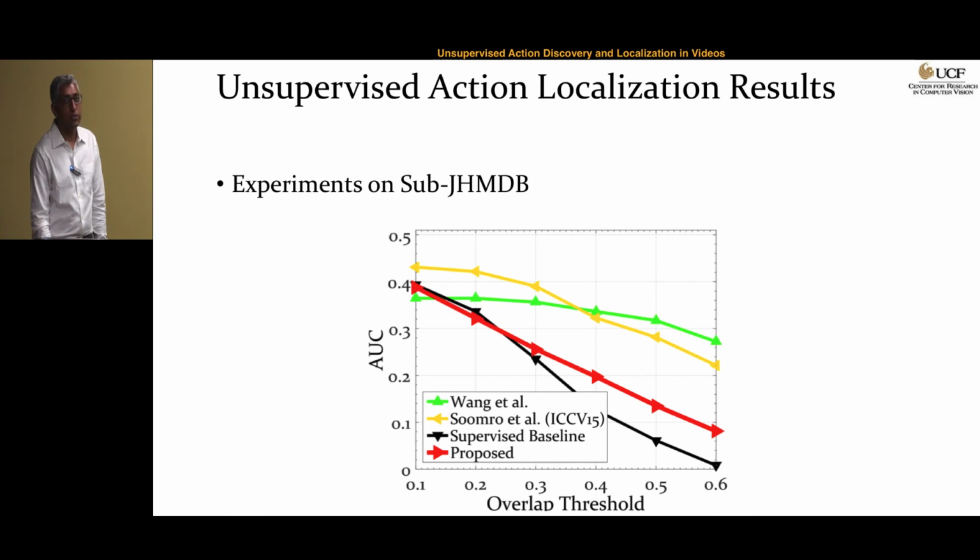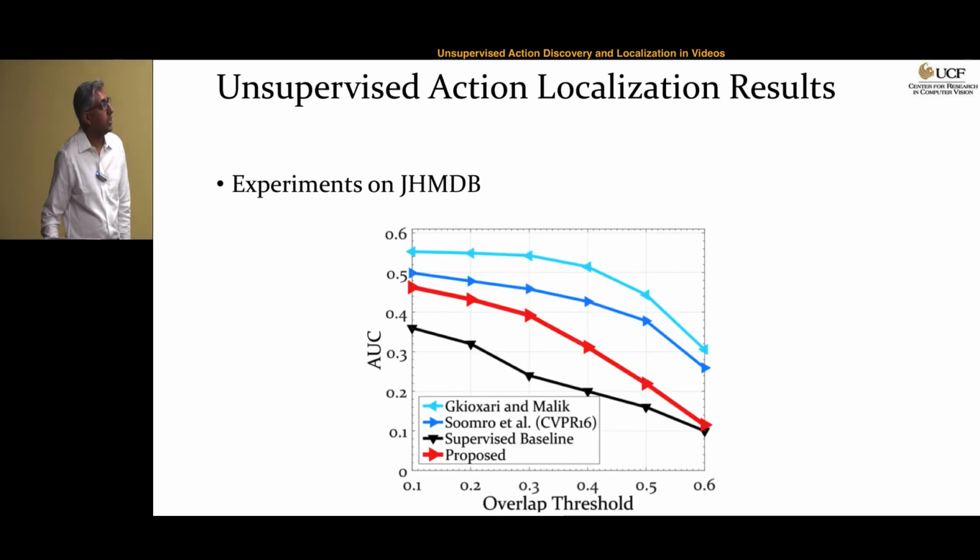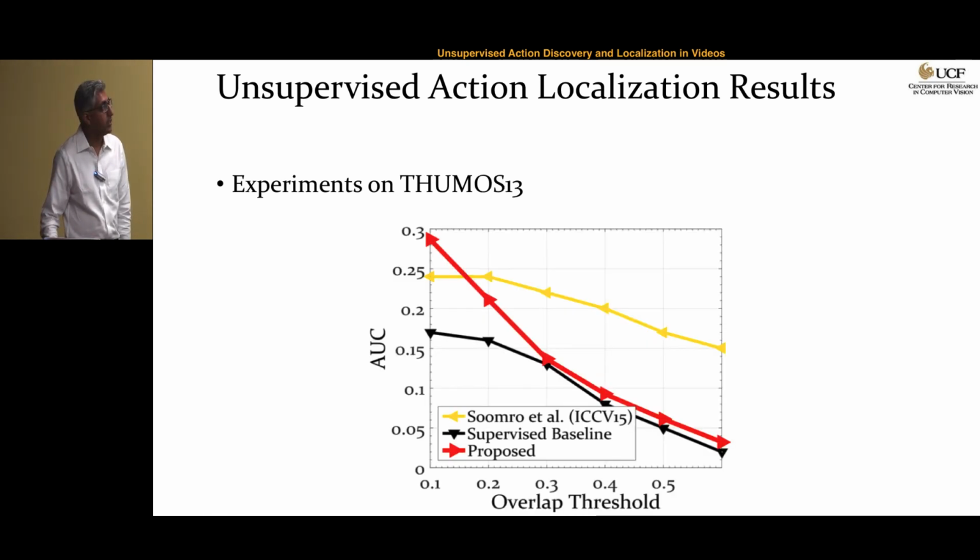Here are some more results on sub-JHMDB. So here our proposed method is shown by the red curve, and we perform better than the supervised baseline for action localization. Here are results on JHMDB, which has about 21 actions, and we perform significantly better than a supervised baseline approach and close enough to the state-of-the-art supervised methods. And finally, on Thumos13, showing our localization performance at different overlapping thresholds.